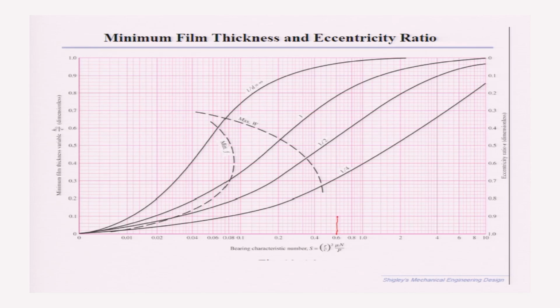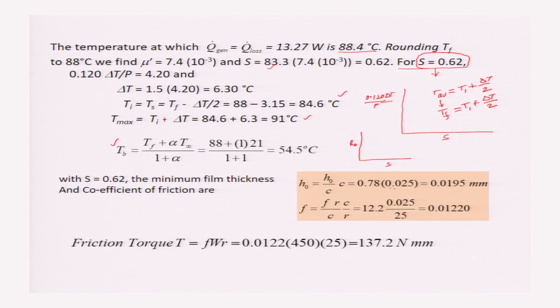So we'll go to this 1, and this will be somewhere here. So H0 by C will be 0.78. We have already calculated the C, and so we will get the value of H0. So H0 is obtained here: 0.78 multiplied by C, which is 0.02.